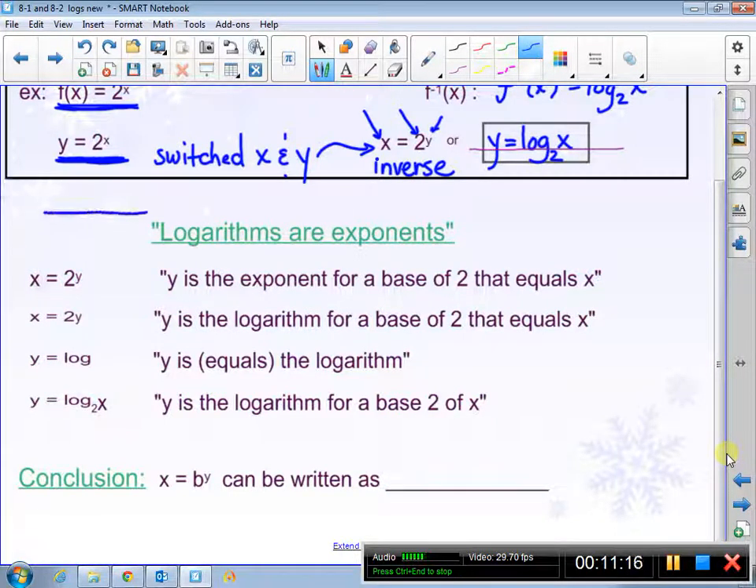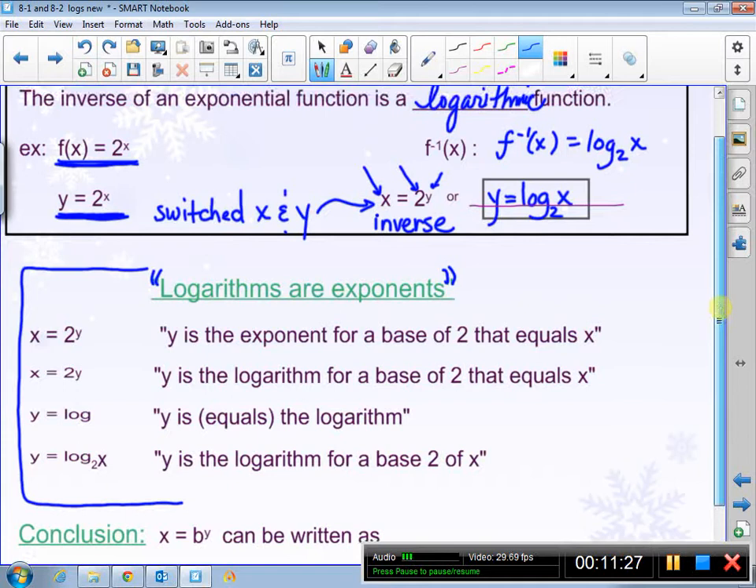This here is just a progression through the language and the vocabulary. If you want to remember the phrase, logarithms are exponents. Notice up here, the exponent y equals a log. So logs are exponents. The exponent equaled a log. So this is just a progression through that language. Let's see what we have. We started with x equals 2 to the y. So I might say y is the exponent. That's true. For a base of 2, that's true. That equals x. That's true.